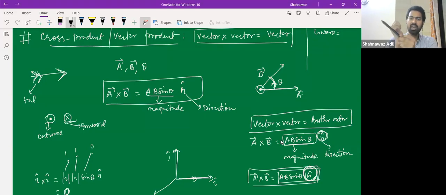And is this thumb coming into the plane or coming out of the plane? Into the plane? No, this is not entering into the plane. This is coming out of the plane. It is outward, right?